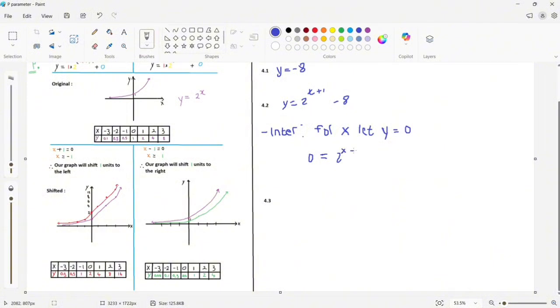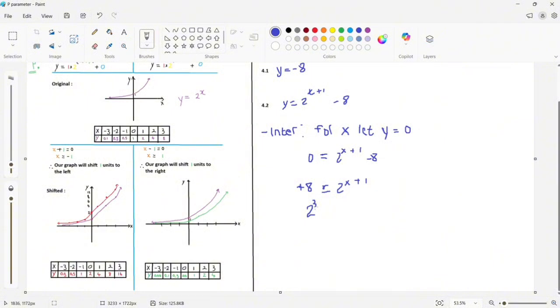Let y be 0. Then this is 2 to the power of x plus 1 minus 8. Then you take your plus 8 to both sides. This is a positive 8, my bad. So 0 equals 2 to the power of x plus 1 minus 8, and 8 equals 2 to the power of x plus 1. It's so difficult to write with the touchpad. I wish I had a stylus pen.